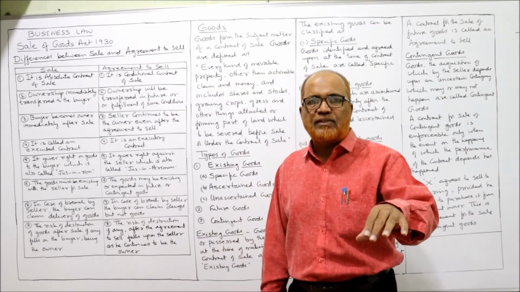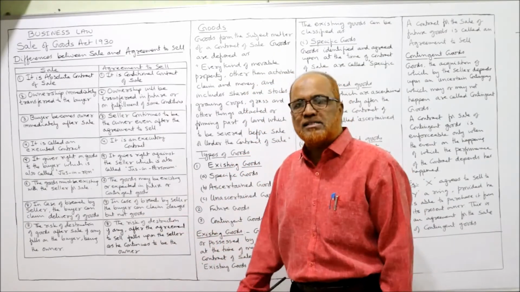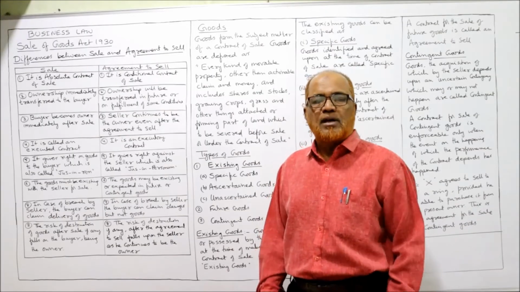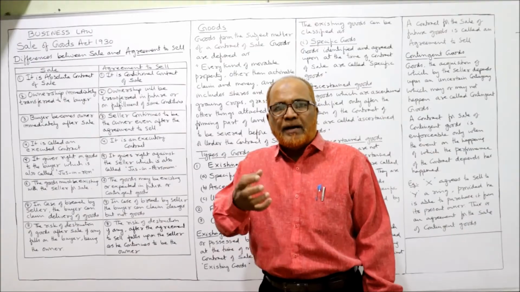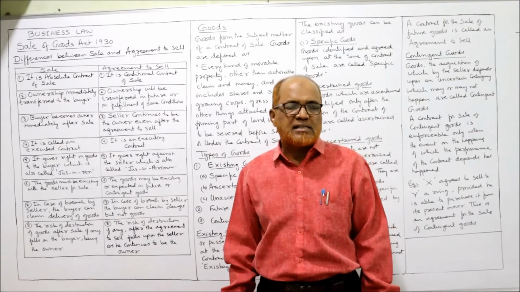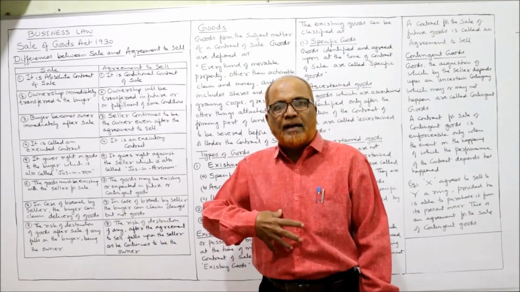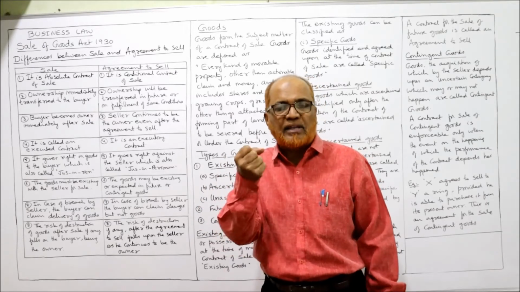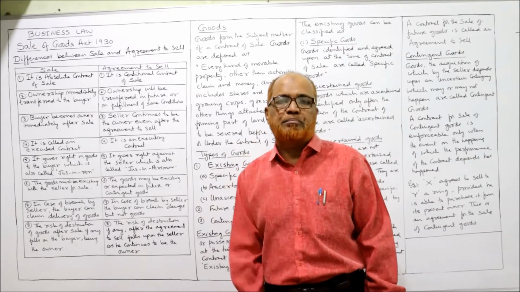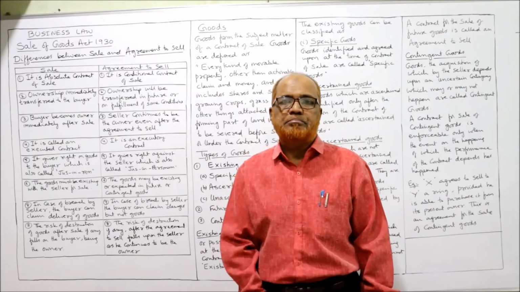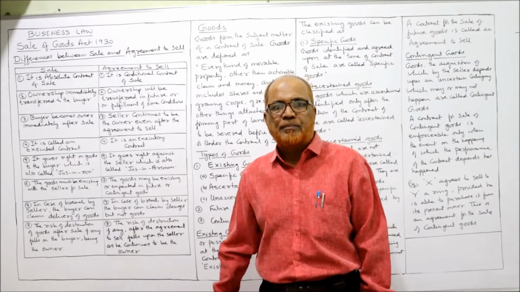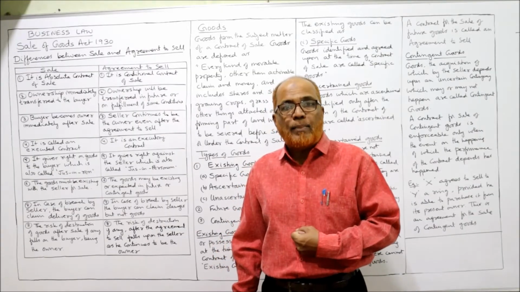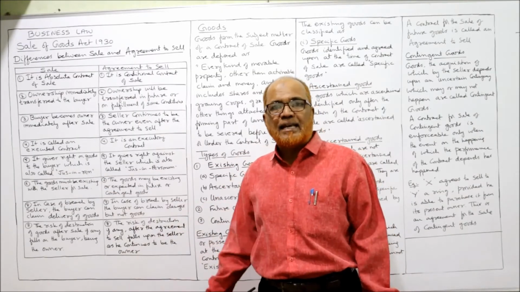The meaning of jus in rem is right against the property. That means when the buyer has paid the consideration to the seller, now the buyer will have the right to get to the property. The buyer will have the right against the property. Jus in rem, right against the property. To whom is this right given? To the buyer, in case of a sale contract.